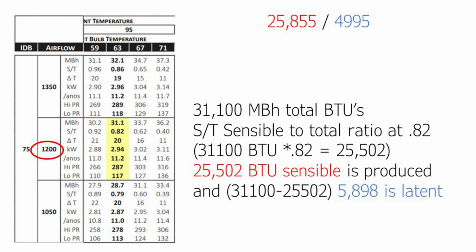Let's look closely at that sensible heat ratio of 0.82. You'll see 82% will be for the sensible load, which is 25,502 with this equipment. And the remaining 18% would be given to the latent load, 5,898. And if you look on the top, you'll see our total needs for this home are 25,855 sensible, 4,995 latent. So this piece of equipment is a perfect fit for operation for this home at those temperatures.